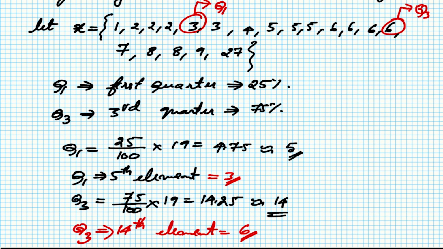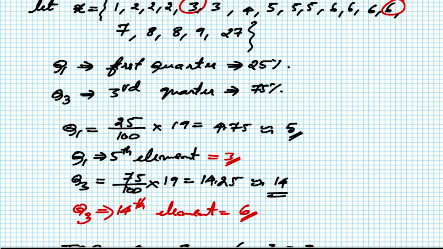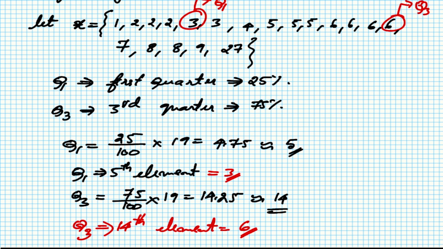So let's proceed with the calculation. We have a data set. Write it in the sorted order, increasing order. I am supposed to calculate Q1 and Q3. Q1 stands for 25%, so 25 by 100, or 0.25, times the total length of the data set. Let's quickly calculate the length once again: 1, 2, 3, 4, 5, 6, 7, 8, 9, 10, up to 18, 19. So the length is 19.